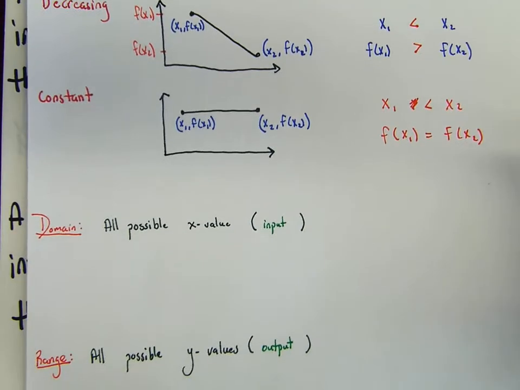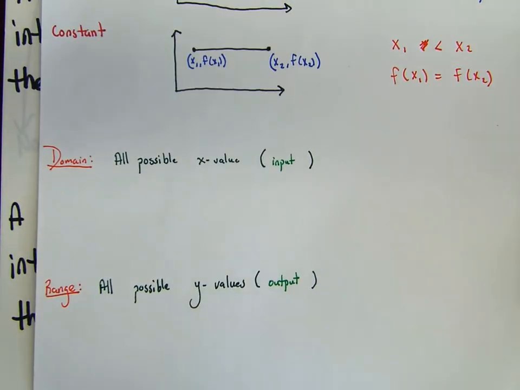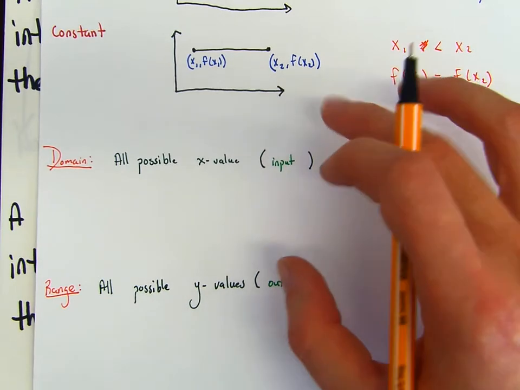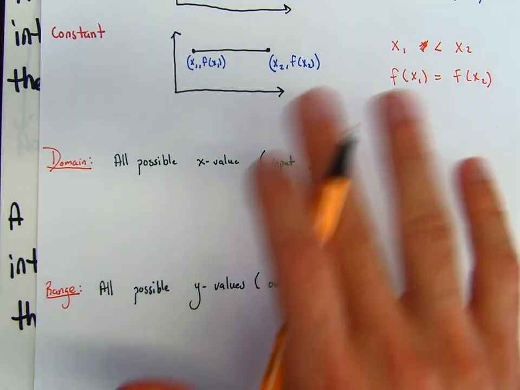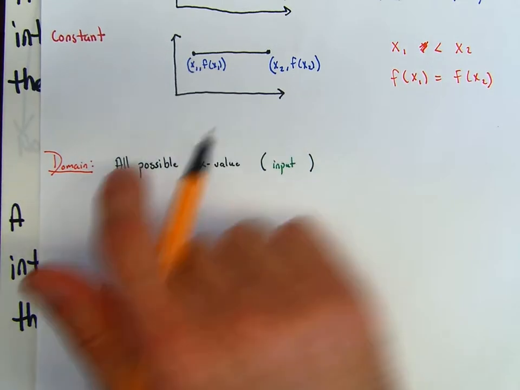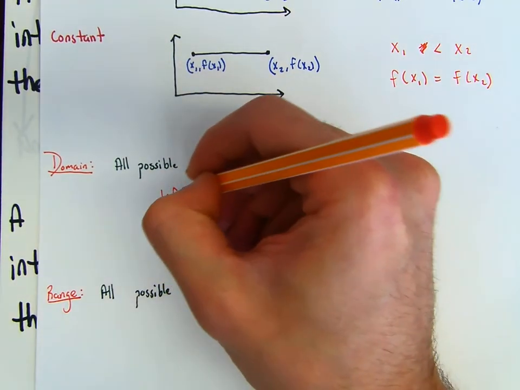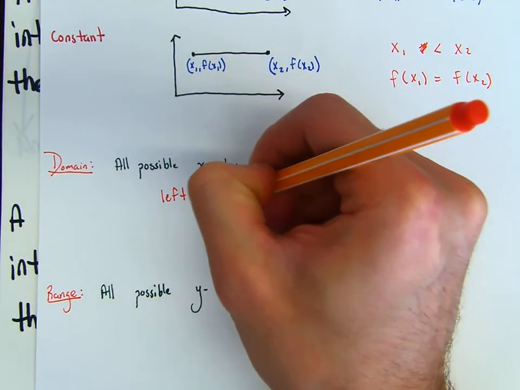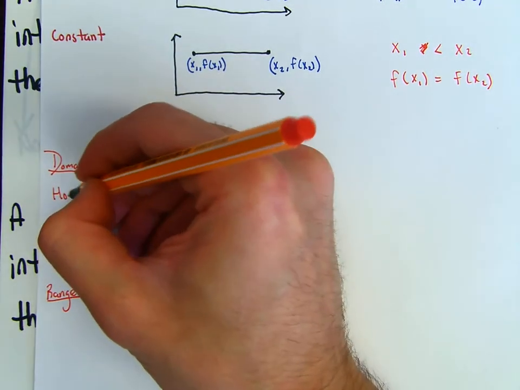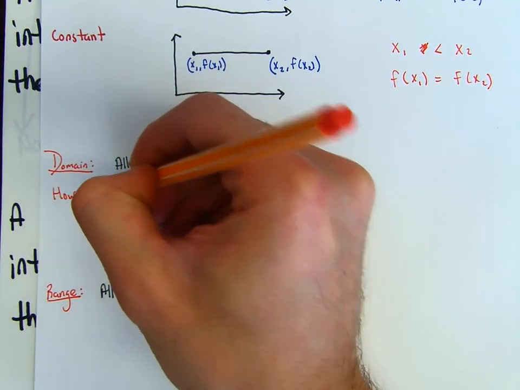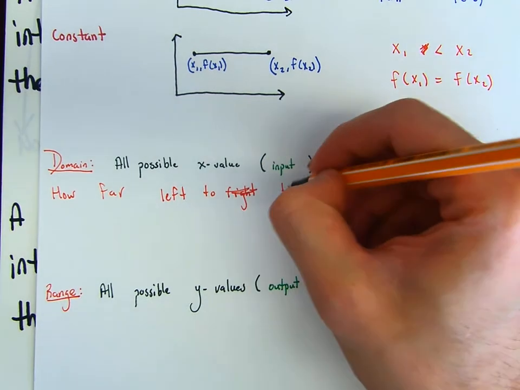The next part of the lesson here, and I'm guessing this lesson is going to be very short, is the idea of domain and range. To make your life very easy, when we think of domain, think left to right, or maybe even you could say how far left, how far right.